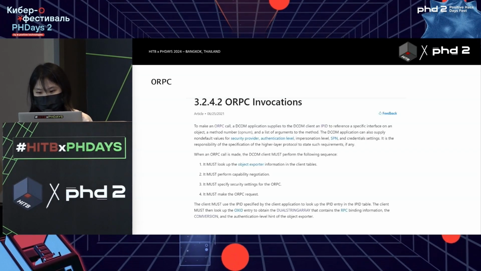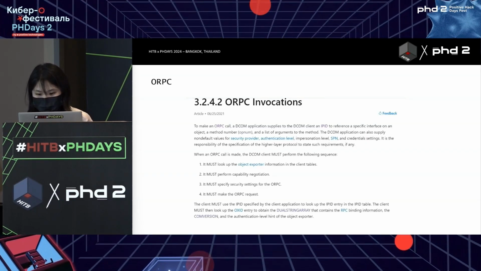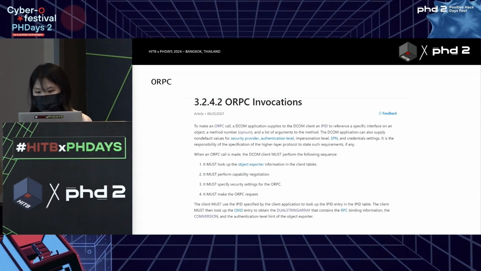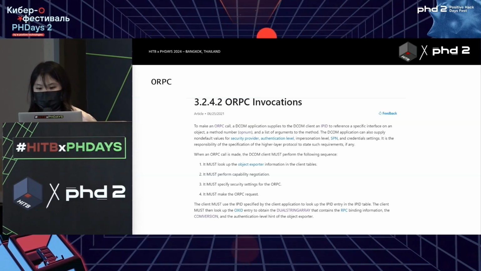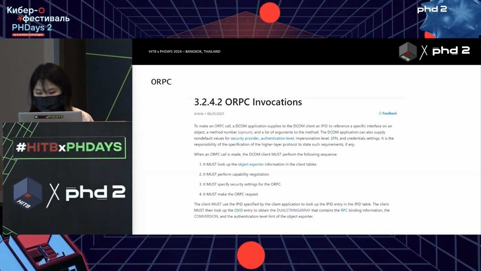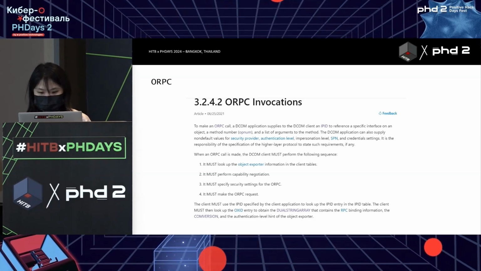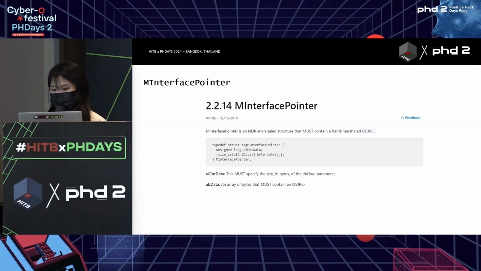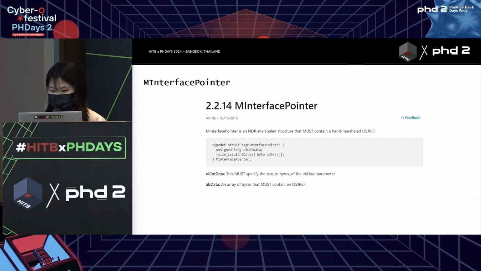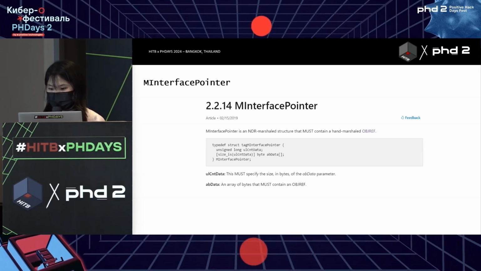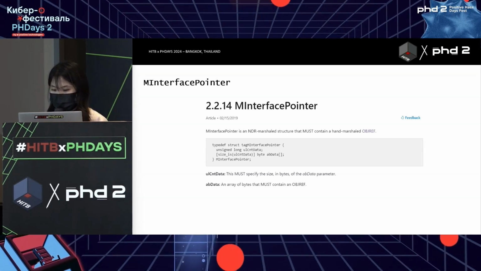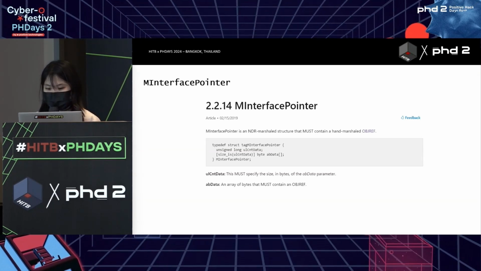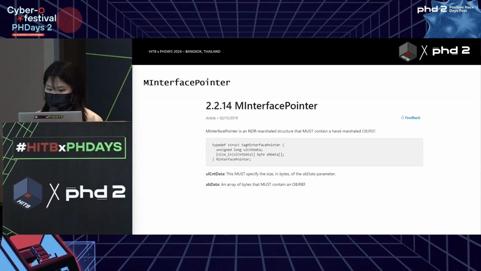When making an ORPC call, if the passed parameter is a reference object, the caller will serialize the object into a MInterfacePointer structure, which will be deserialized by the callee. The serialized data will be stored in the MInterfacePointer structure, where the abData field of the MInterfacePointer structure is the content of the OBJREF structure, and ulCntData is the length of the OBJREF structure.